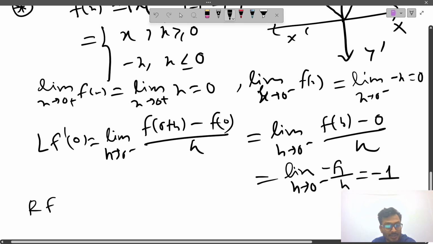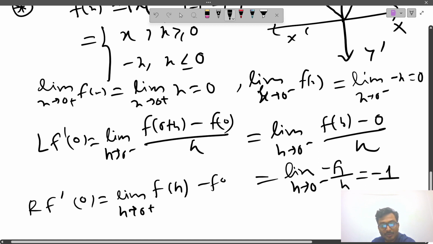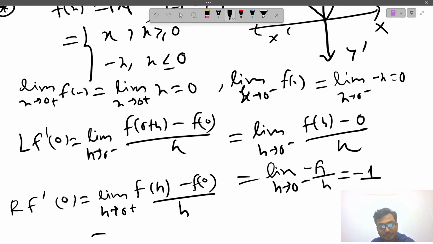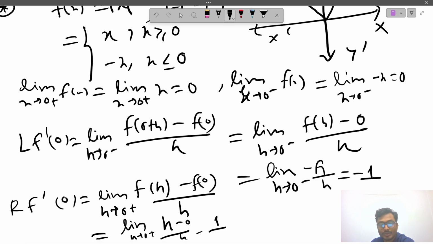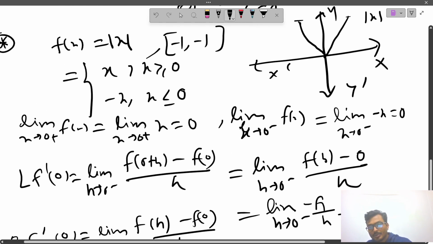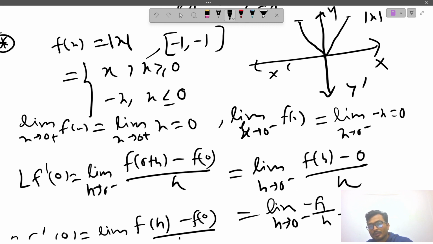And for the right hand derivative, what is Rf'(0)? This will be the limit as h tends to 0 plus of [f(0+h), that means h, minus f(0)] divided by h. For the right hand side, this will be h minus 0 by h, so this is 1. So we can see that Lf'(0) is not equal to Rf'(0), that means this function is not differentiable. We can see it from the graph also, because we cannot draw a unique tangent at 0. There is more than one tangent, so it is not differentiable.